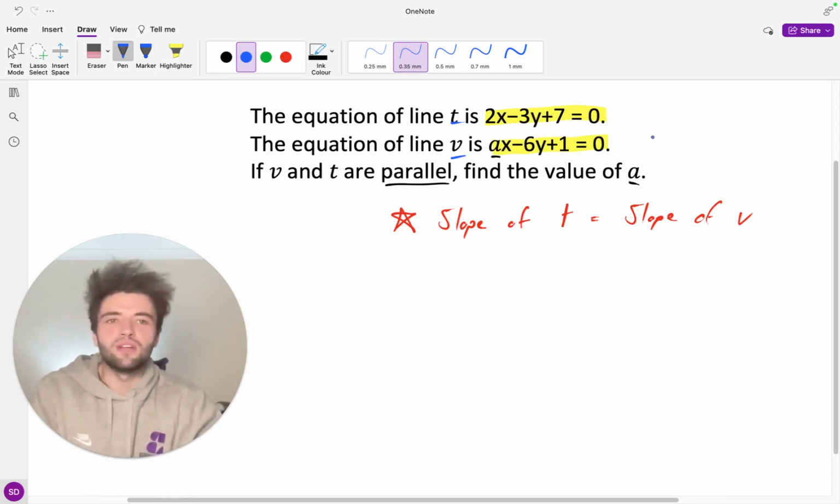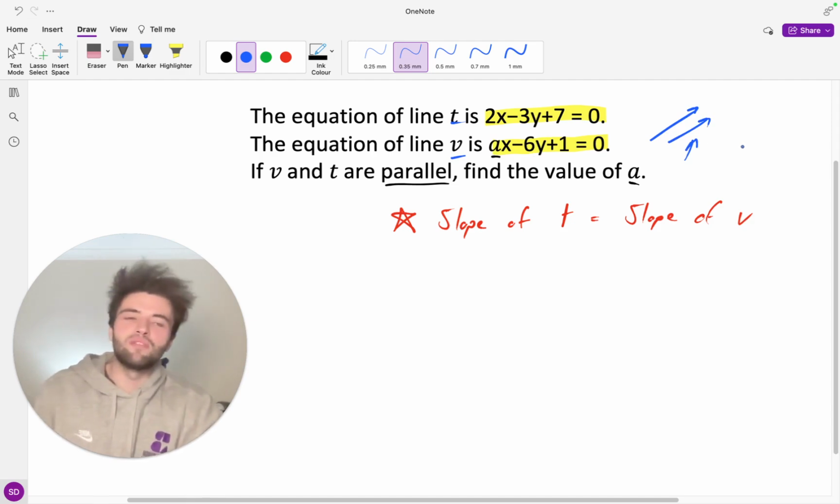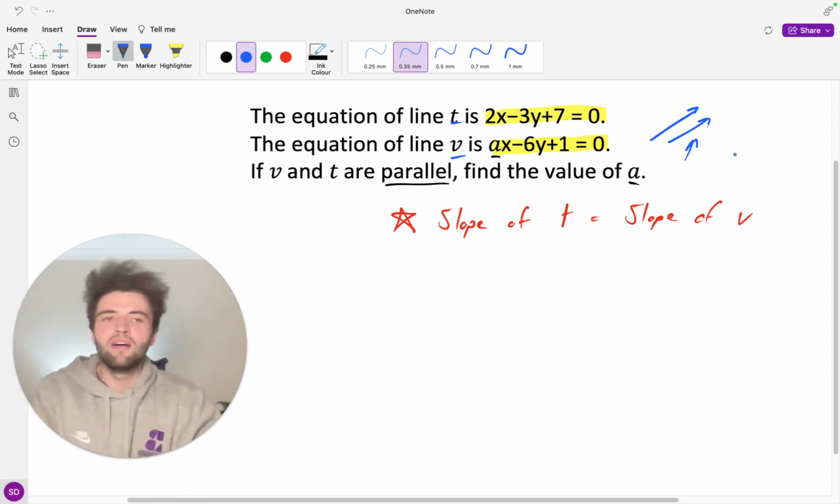And this makes sense because if we can picture parallel lines, so we had t and v, if they look like this, basically the slope of the two lines is going to be the same, even though the position of the two lines isn't the same with respect to the axis. So hopefully that makes sense. If the axis was like here and the two lines are like that, the slope is the same even though they're not in the same place.